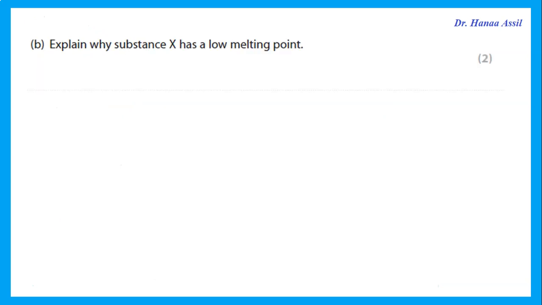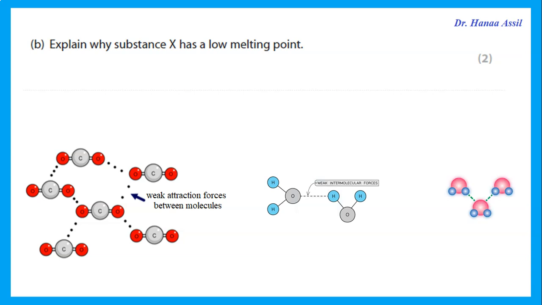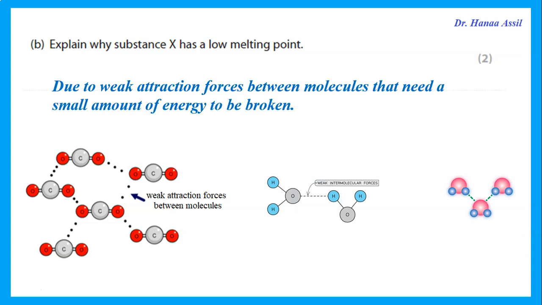Explain why substance X has a low melting point. If the question says, why does anything have a low melting point? Remember, anything that has a low melting point must be a simple molecular substance or simple molecular compound. So this could be something like carbon dioxide, water. All the simple molecular substances have low melting point. This is because there are weak attraction forces between the molecules.